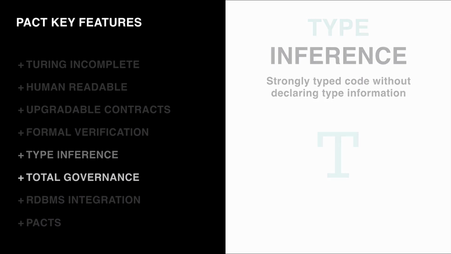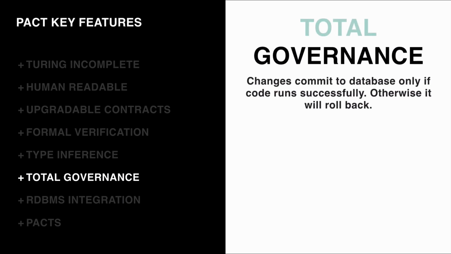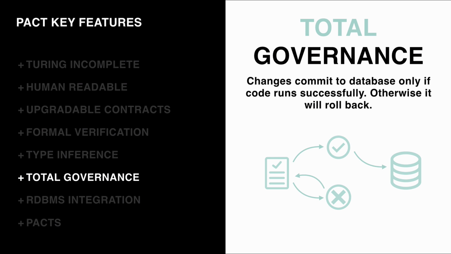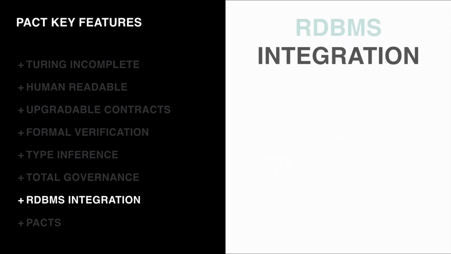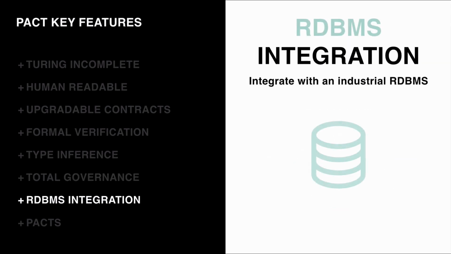Next, similar to relational database management systems, Pact offers the benefit of total governance. This benefit allows changes to commit to the database only if the code runs successfully. Any errors roll back changes, abort execution, and avoid costly mistakes. Pact is also designed to allow direct integration with an industrial relational database management system. This design is helpful in cases that need efficient publication of historical data.